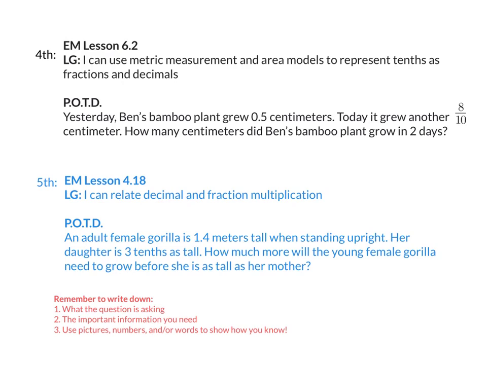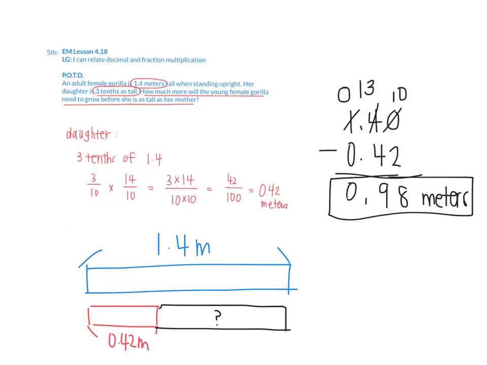Fifth graders, today is Tuesday, March 10th, and we are doing Module 4, Lesson 18. Today we're going to continue to talk about how decimals and fractions are related, or the same, really. We're going to be able to write multiplication equations in several forms: in fraction form, unit form, and also using the standard algorithm for decimals. Okay?